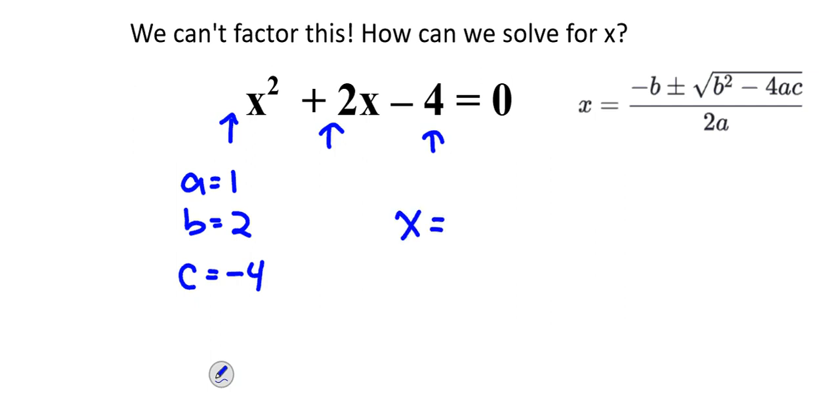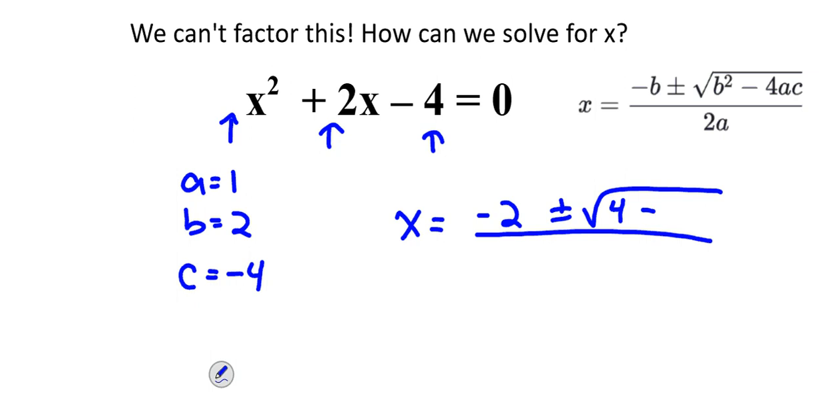X equals, so in this case, b is 2, so we're going to plug in -2 plus or minus the square root. We've got b squared is 4 minus 4ac, so what's a? 1, and c is -4. Oops, didn't need that all over, did I? Okay, all over 2a, and a is 1.